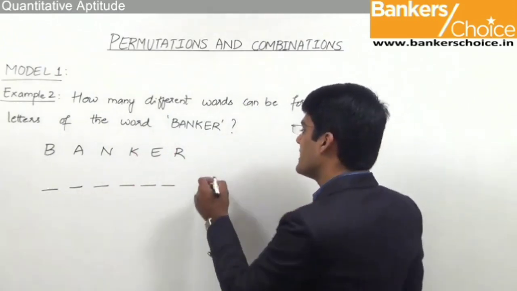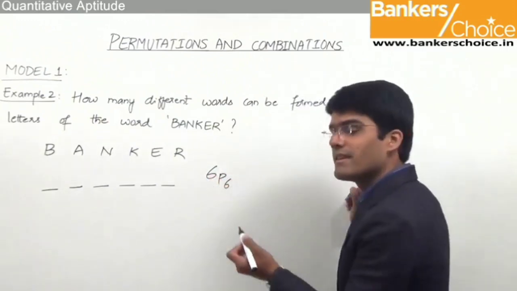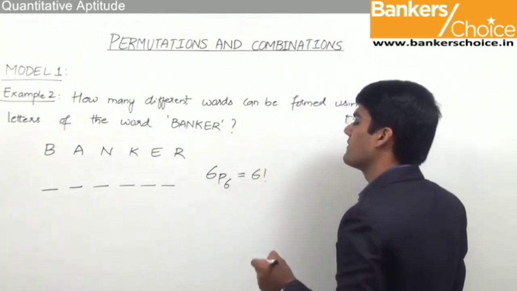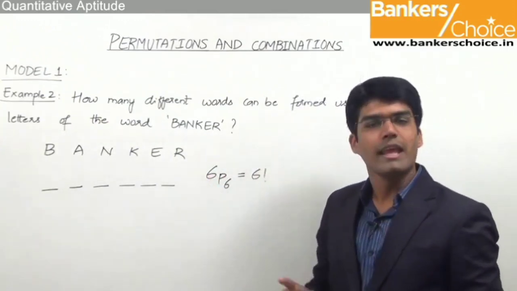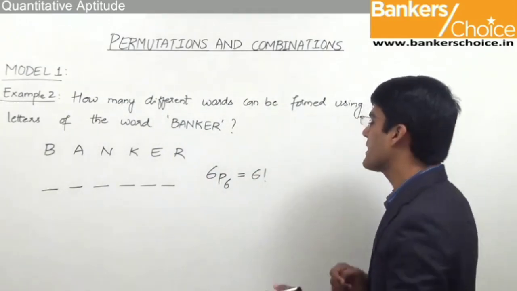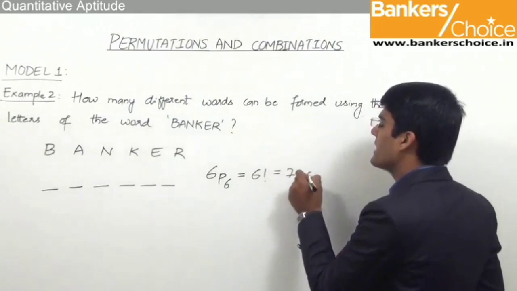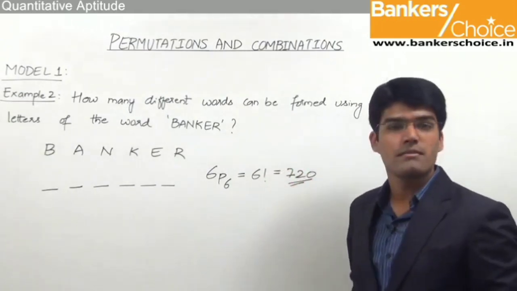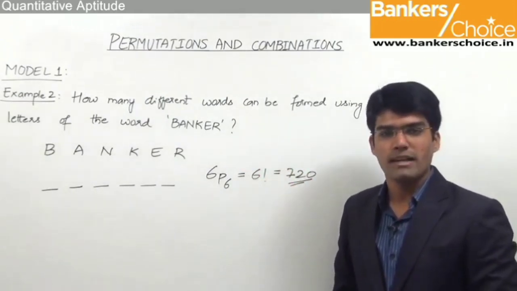So we can say that the direct answer here is equal to 6P6, which we know should be equal to 6 factorial. Why? Because whenever r is equal to n, nPr should be taken as n factorial. That is what we had learned in the previous example. So 6 factorial is the answer, that is nothing but 720. So 720 different words can be formed using the letters of the word banker.